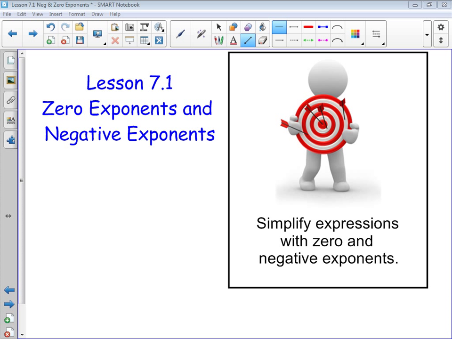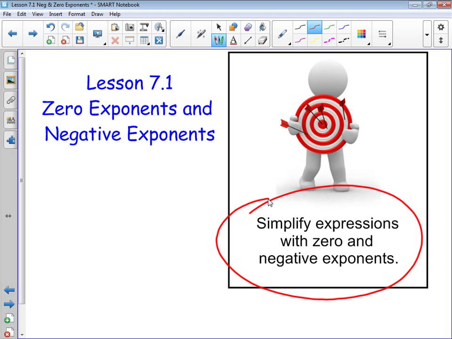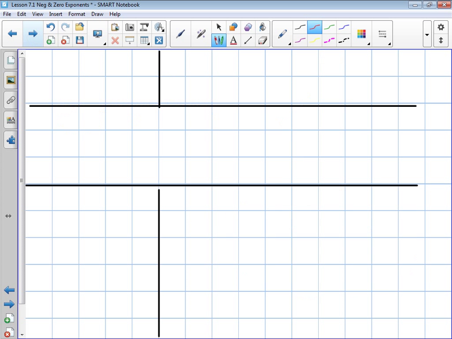Okay, Chapter 7 begins with a lesson on zero exponents and negative exponents. Your learning target is to simplify expressions with zero and negative exponents. You can set up your Cornell notepaper. This is lesson 7.1, and write in your essential question. And just like always, when you're ready to go, you can hit resume.